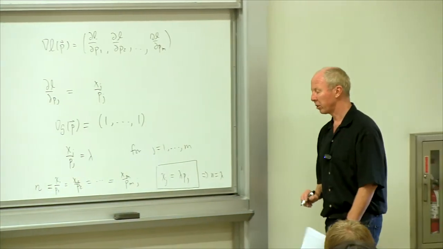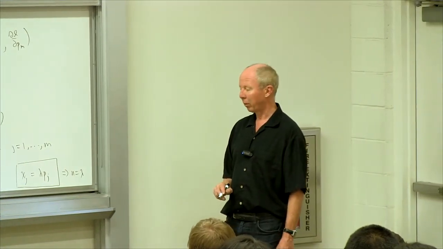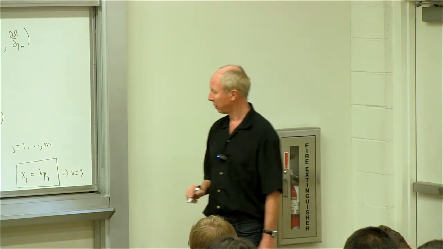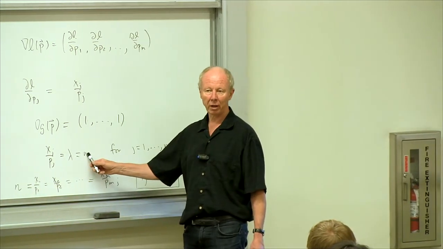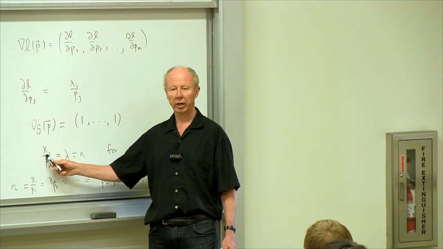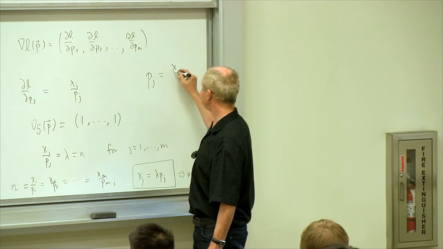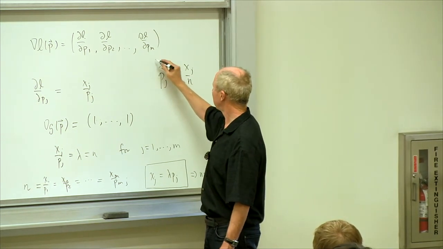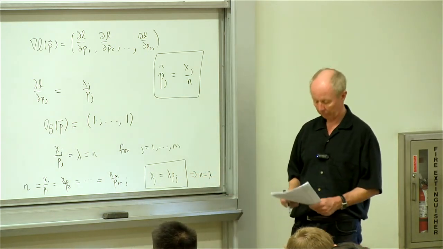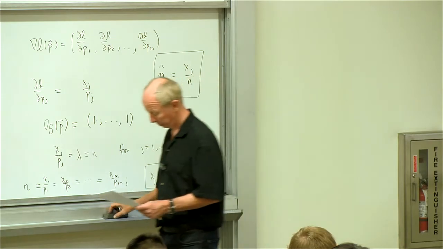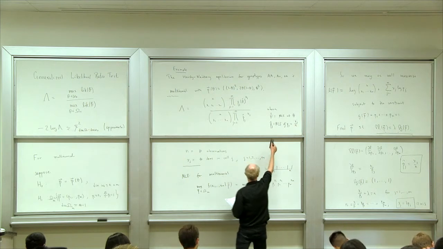Okay, so all those fractions are equal to n. And I wanted to solve for the p's. So how can I solve for the p's in terms of known quantities? I know how many observations there were. I know how many observations fell in cell j. So pj would be xj over n. So that's the MLE for multinomial. Okay, so that's why it's there.